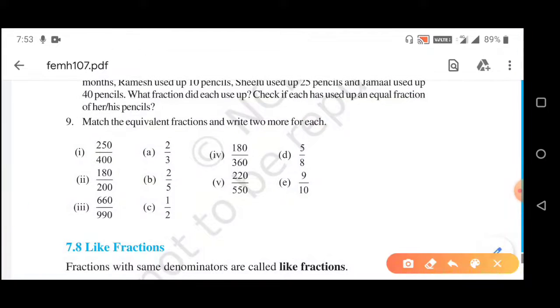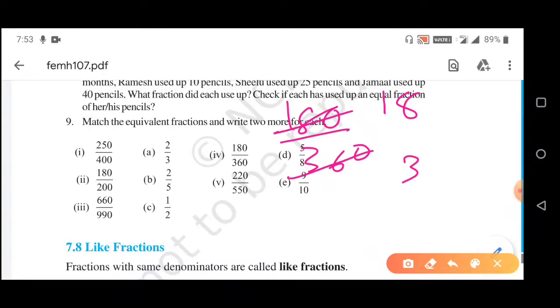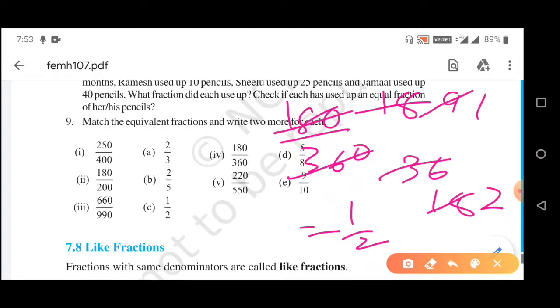Question number 4, 180 by 360. Here also we can divide both of these by 10. So 18 by 36. Now we can divide it by 2. 9 2s are 18. 18 2s are 36. Now we can divide both of these by 9 directly. 9 1s are 9. 9 2s are 18. So half. So 4 will be matching with C.